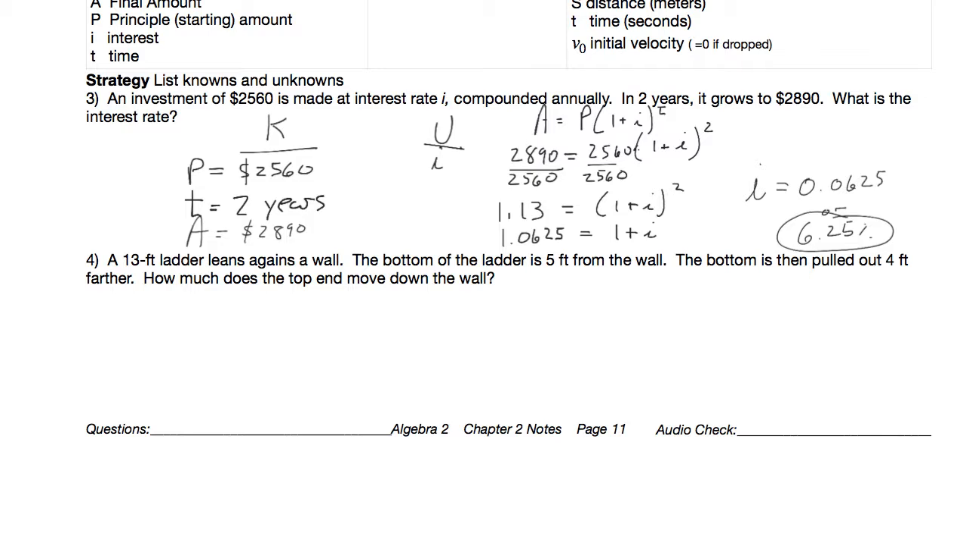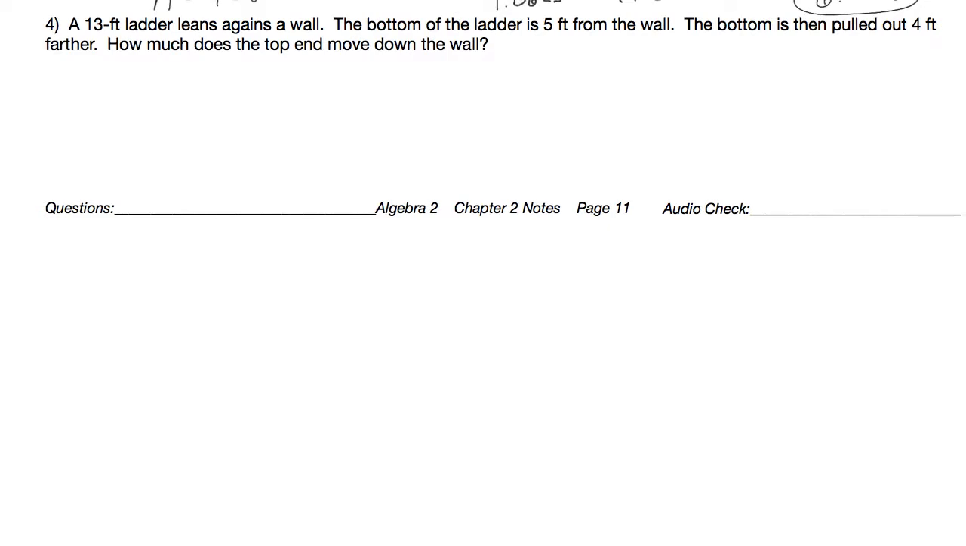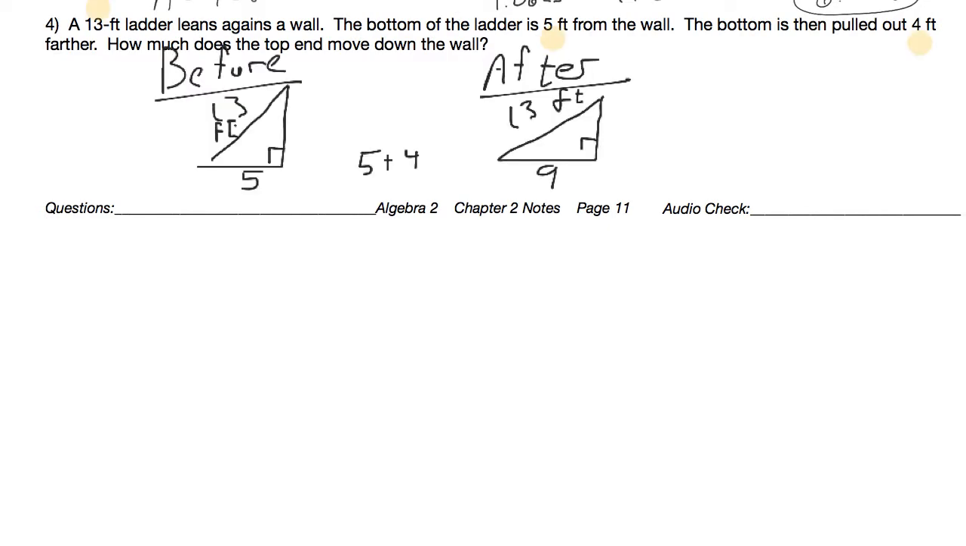Wow, let's draw a picture. Let's draw 2 pictures, a before picture and an after picture. Before, the ladder starts out 13 feet long, and the bottom of the ladder starts out 5 feet from the wall. The bottom is then pulled out 4 feet farther, so 5 plus 4 is 9. This bottom part is 9 feet, and the hypotenuse of this triangle is still 13 feet. The question is, how much does the top end move down the wall?